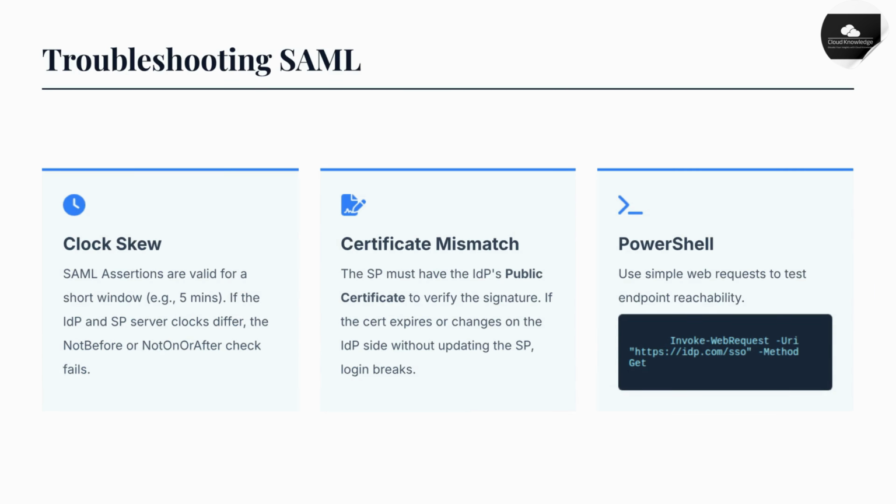Common SAML troubleshooting issues include clock skew, where server time differences invalidate the assertion. Certificate mismatch is another frequent problem, as the SP needs the correct IDP public certificate to verify the signature. Simple PowerShell web requests can help test endpoint reachability.